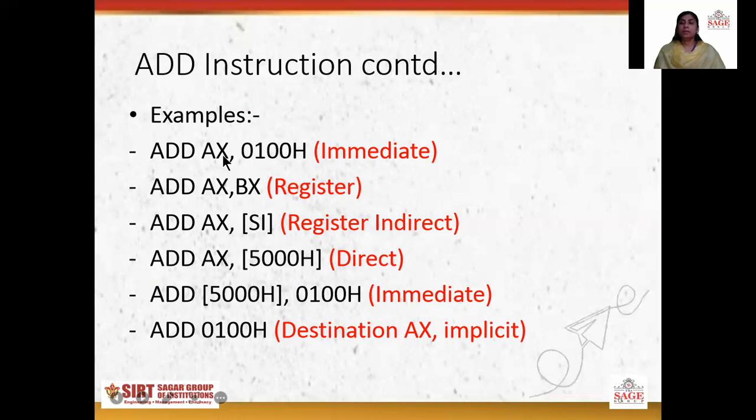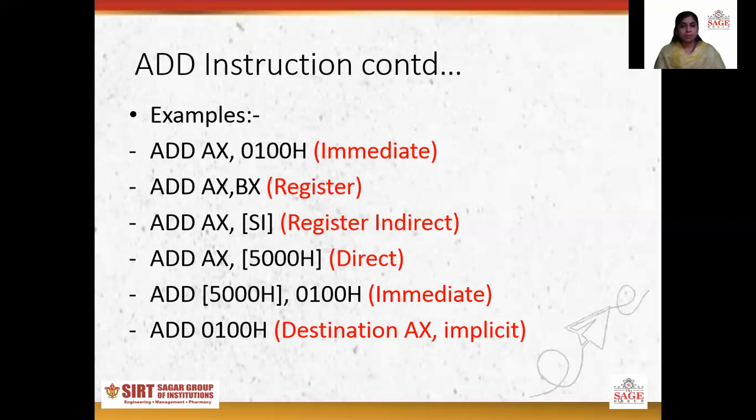This means the data stored in the AX register will be added with this immediate data, and the result will be transferred to the AX register, which is the destination register. Second is the example of register addressing mode. Here AX equals AX plus BX. Both are general purpose registers, and the data stored in these registers will be added and stored again in the AX register, which means the previous data in the AX register will be replaced.